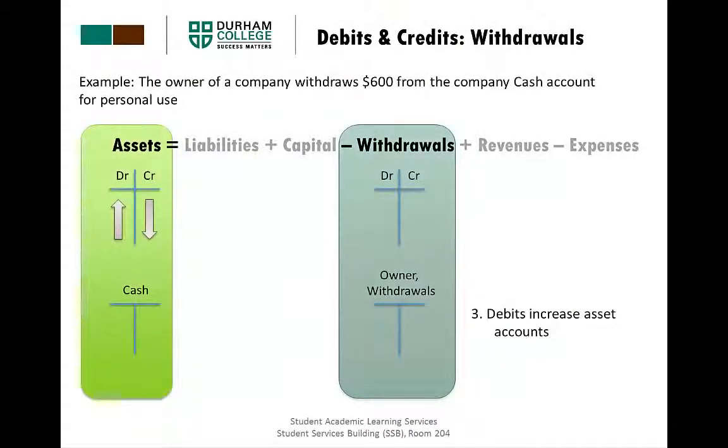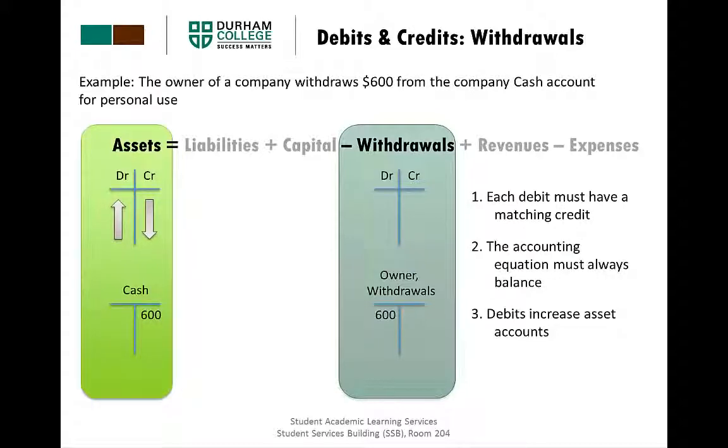In this example, the owner of a company withdraws $600 from the company cash account for personal use. The cash withdrawn is an asset of the company, so we know that the cash account is credited because it is decreasing. The owner is taking something from the company for personal use. Whenever the owner of the company takes something from the company, the value is recorded in the owner's withdrawals account. The cash account was credited, so the transaction needs a debit. The debit is applied to the owner's withdrawals account.